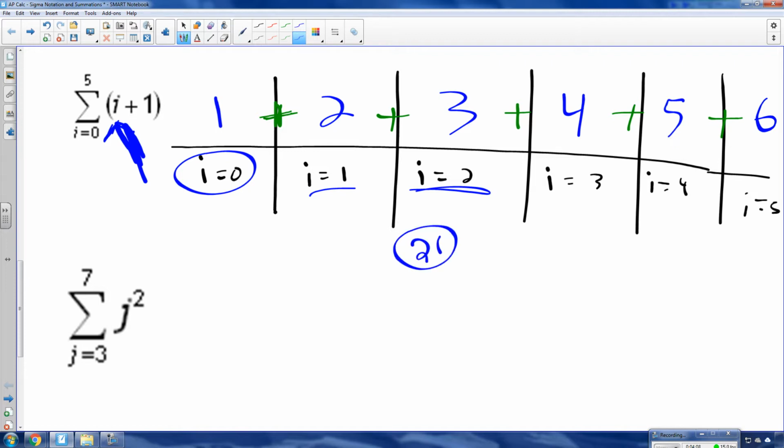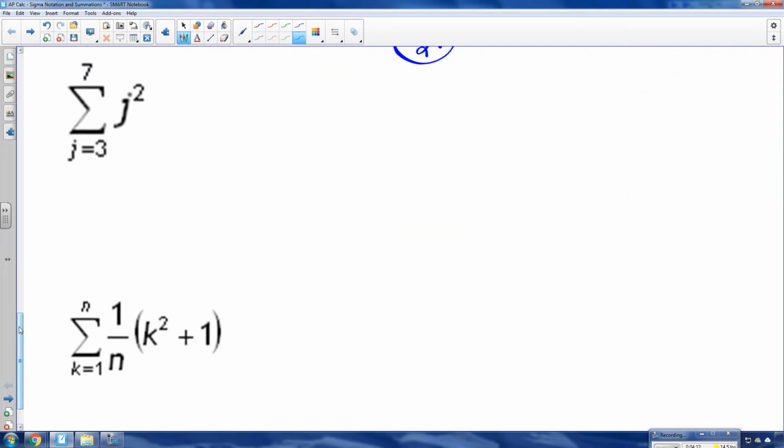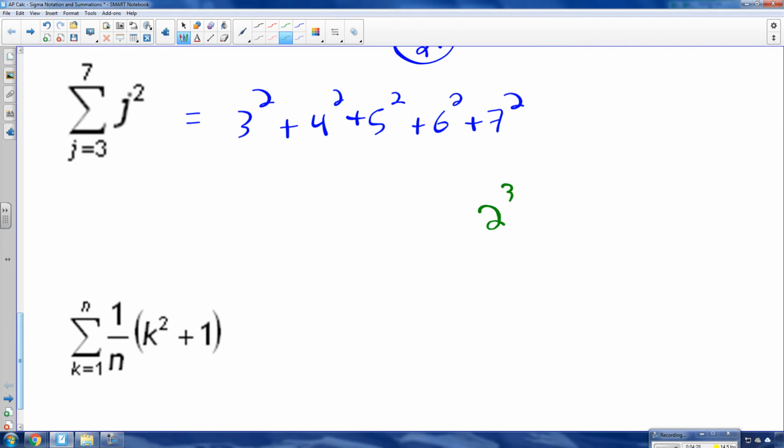When we look at something like this, it's pretty simple. We start at 3, so we start with 3 squared. Then we add on 4 squared, 5 squared, 6 squared, 7 squared, okay? I could perhaps give you something like 2 to the third plus 3 to the third plus 4 to the third plus 5 to the third, and I might ask you to write me the summation of this.